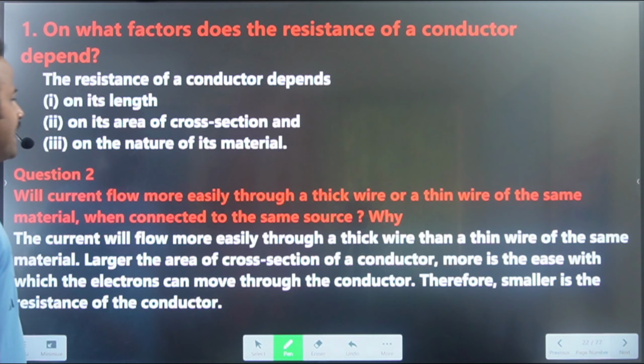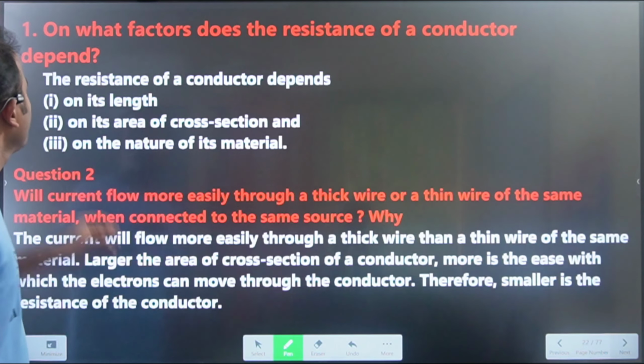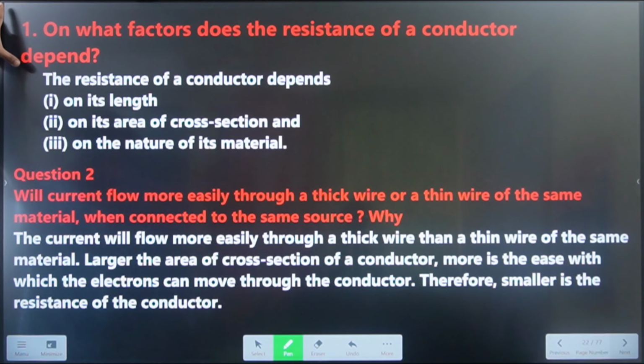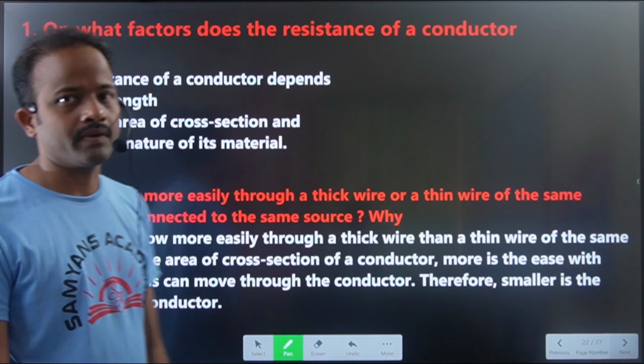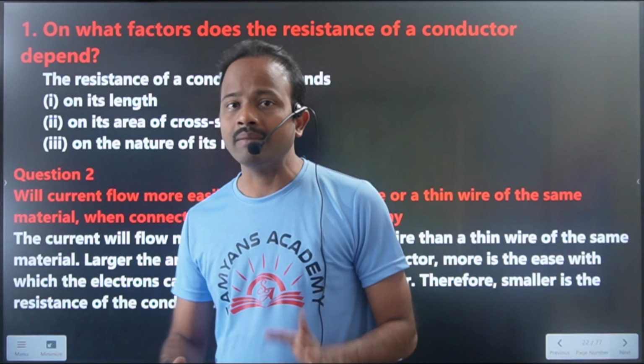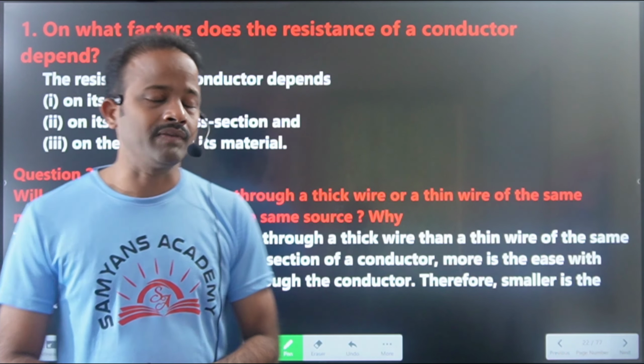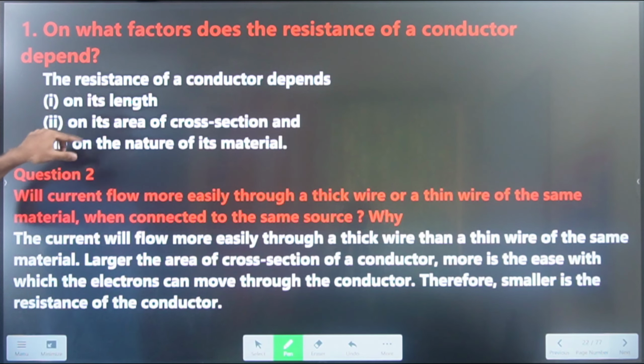Here we have some in-text questions. On what factors does the resistance of a conductor depend? Resistance of a conductor depends on which factors? Already we discussed the factors affecting the resistance: length, area of cross section, and nature of its material. Okay, and move on to the next question.